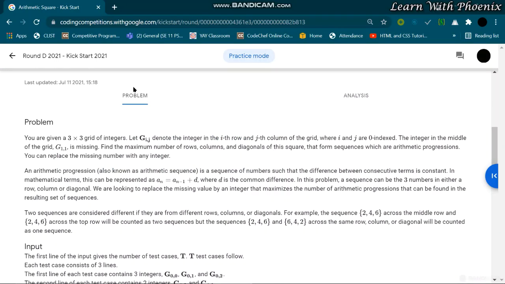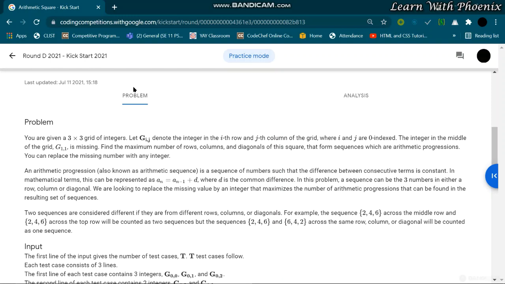Today I'll be explaining the first problem of Round D Kickstart 2021. The title of the question was Arithmetic Square. I just want you to stay throughout the video. Don't skip any portion, because this was a very straightforward question. If you are not able to solve it, that means either you have not read the question properly, or during implementation you must have made some silly mistake.